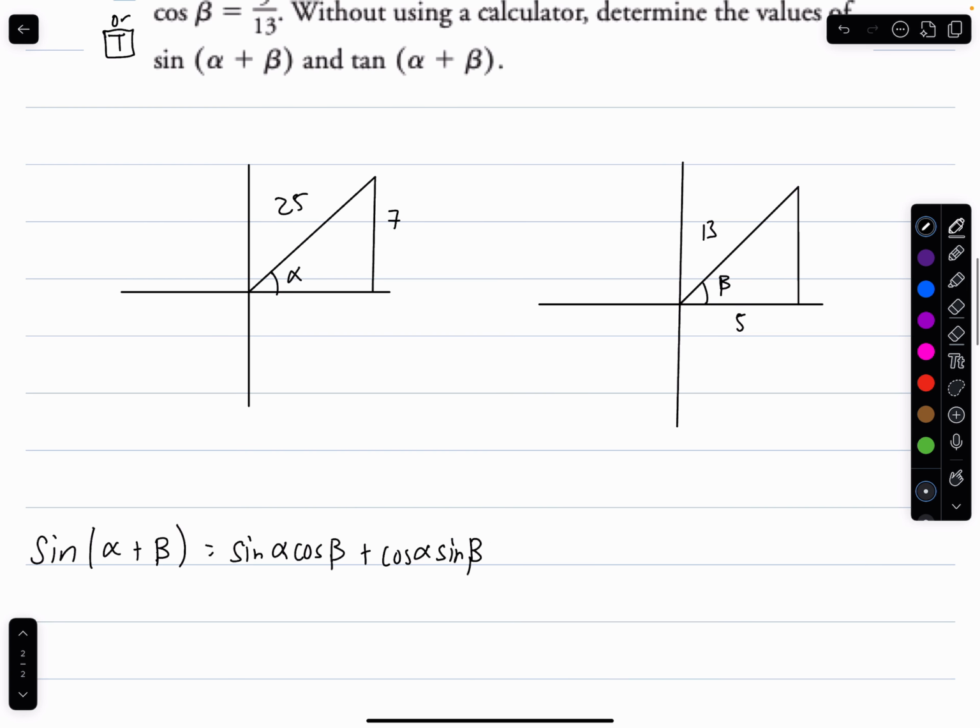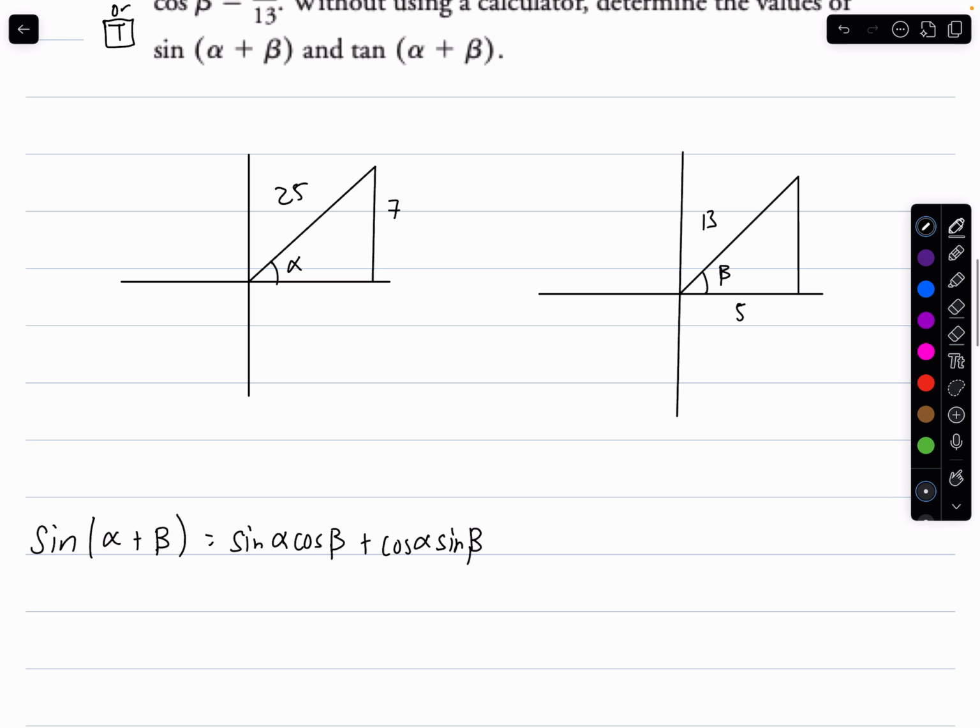So what is sine A? Well, sine A we know is 7 over 25. Cos B, cos beta we know is 5 over 13, right? So I use 7 over 25 for the first one. I use 5 over 13 for the second one. Let's find the next one, cos alpha. Now the thing is, if I'm going to use cos alpha, I need to actually know what this third variable is, that third side length is. Otherwise, I can't do the ratio.